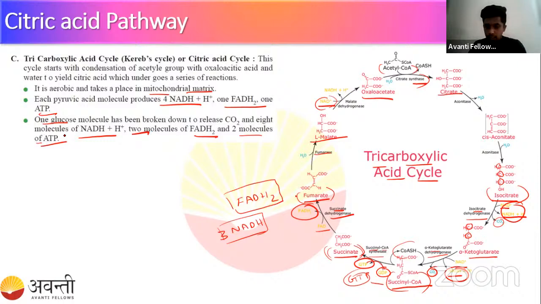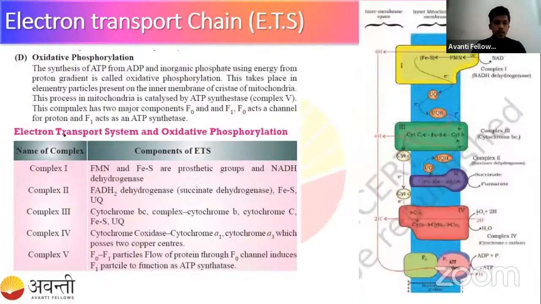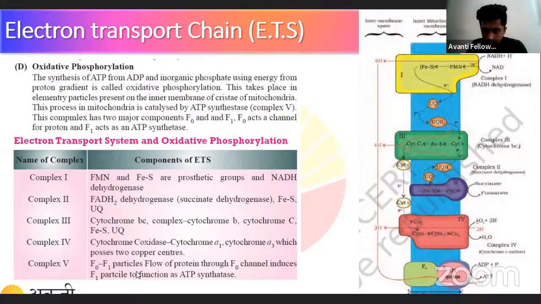Okay, people? So let's go for the next one. Now, once we have the byproducts of our TCA cycle, okay, just give me a second. Yeah. I hope you guys understood the TCA cycle. And I can go for the electron transport chain, right? If you have any doubts, you can post it in the chat box. Clear?